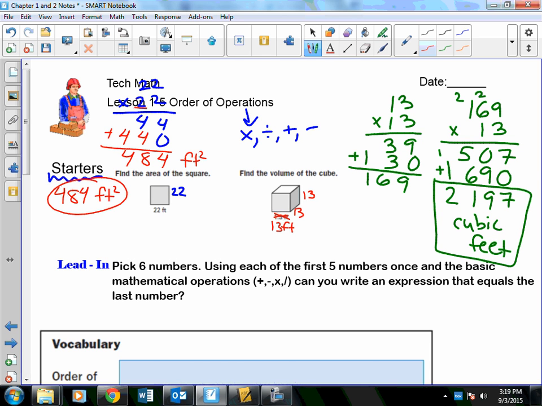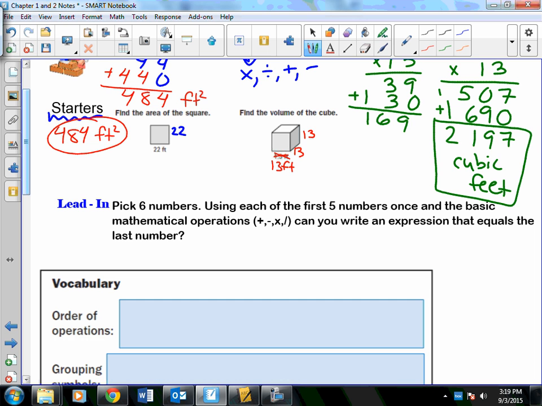Always important to write the units down, because if you're reporting an answer to your boss for a report, they're going to want to know what the units are, especially when we start working with different units here in a couple other chapters.